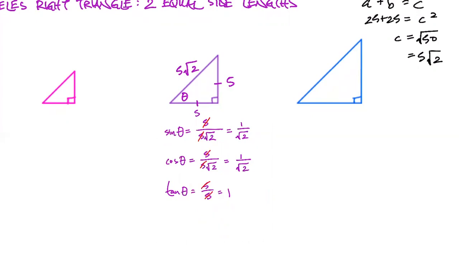Okay. So let's go over to the pink triangle for a moment. And let's say that this pink triangle is also a right isosceles triangle.